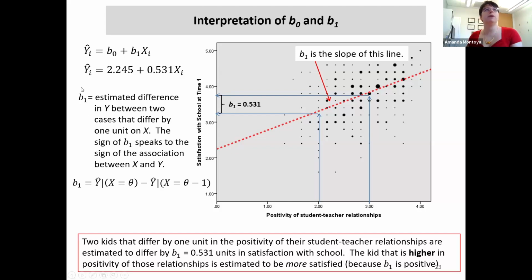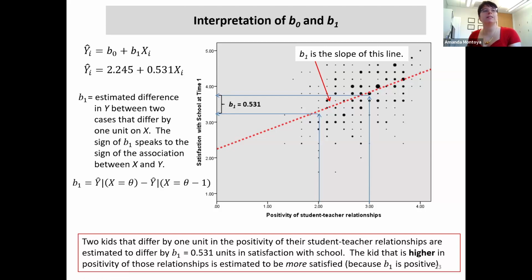So here our B1 interpretation would be the estimated difference in Y between two cases that differ by 1 unit in X. And the sign of B1 speaks to the sign of the association. So we can think about two individuals, let's say maybe one person has a score of 2 and another person has a score of 3. What is the predicted score for the person with 2? And what is the predicted score for the person with 3? And then what is the difference between those predicted scores?